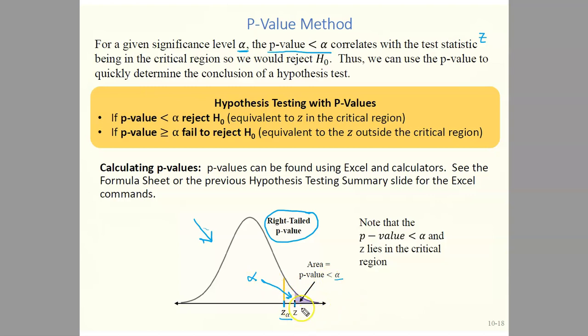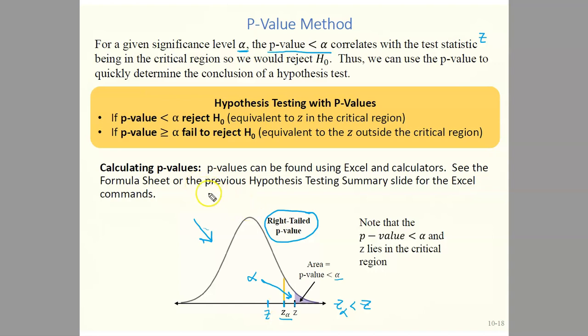And so since in this case we have z being larger than z alpha, we would reject the null hypothesis. Now if your p-value is bigger than or equal to alpha, then the z would have to lie over here in the fail to reject region.